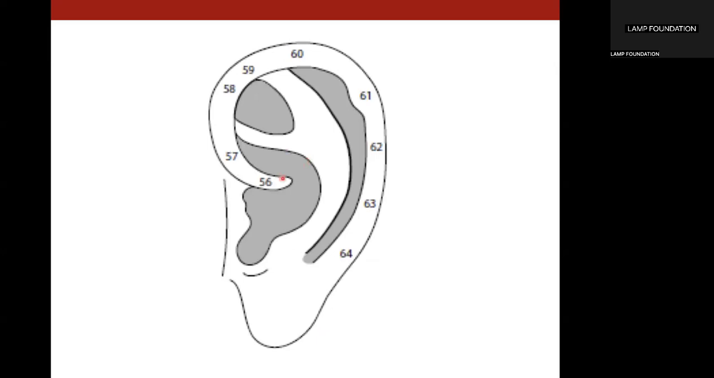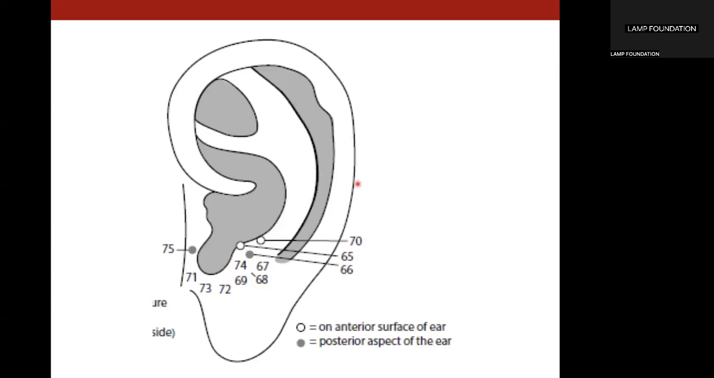Next, we have 56. This is the diaphragm point. 57 is lower portion of the rectum. 58 hemorrhoids point. 59 common cold point. 60 is ear apex. 61 to 64 would be helices 1 to 4. 65 is Ding Chuan point.